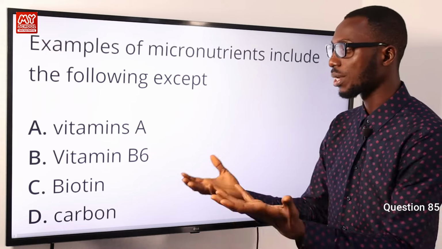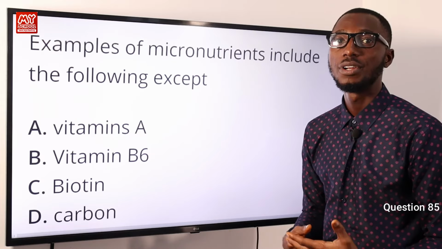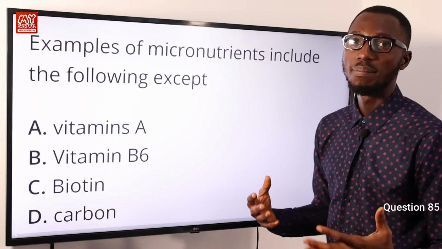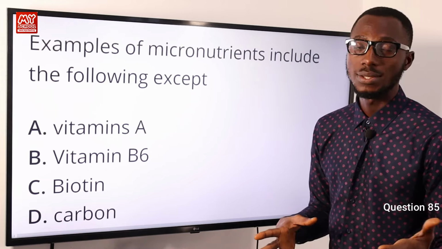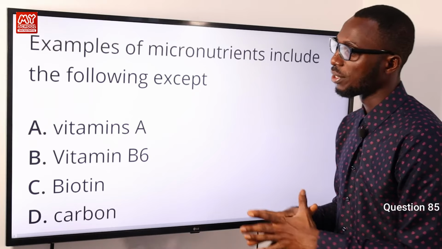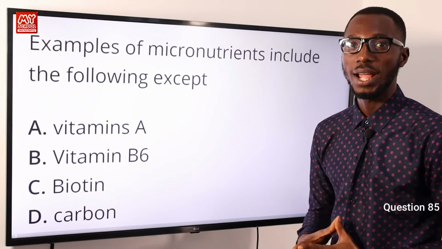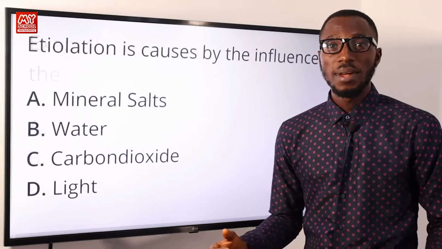We can push carbon as a very strong item or building block when it comes to macronutrients, for instance, your carbohydrates. So the correct option here is option D for carbon. Number 86.